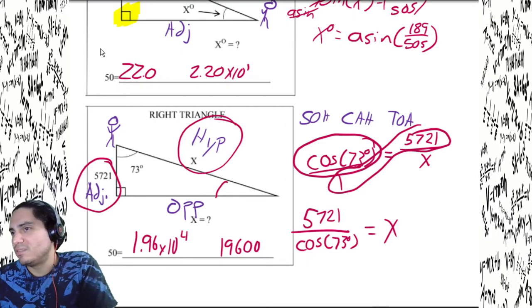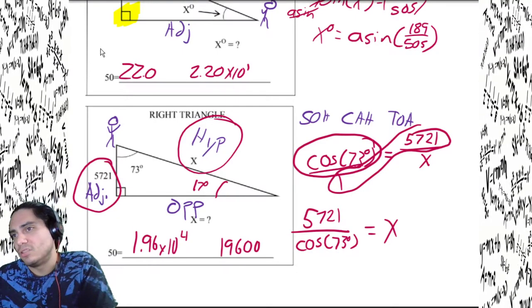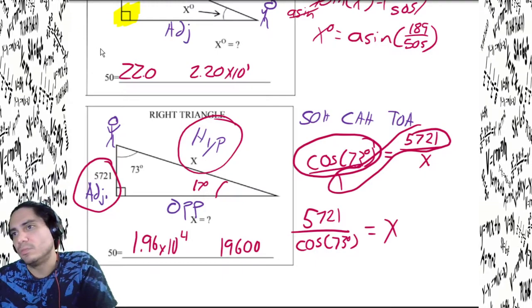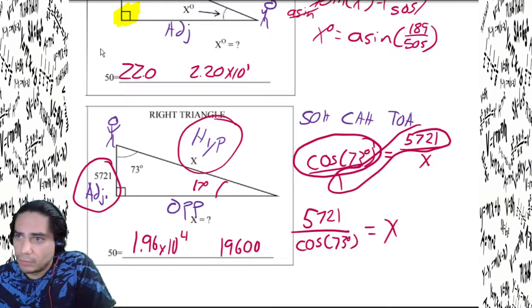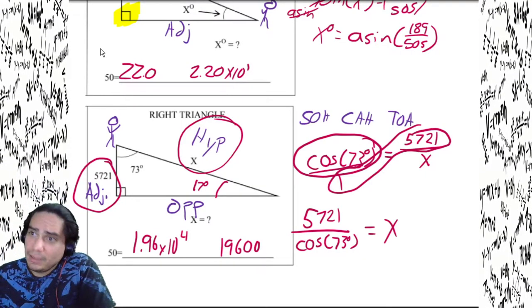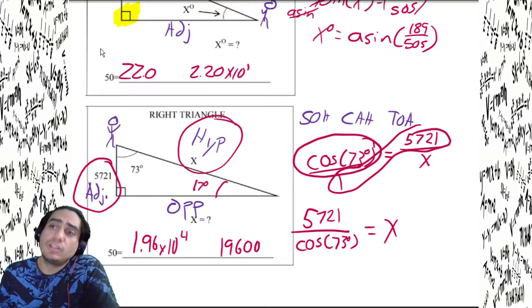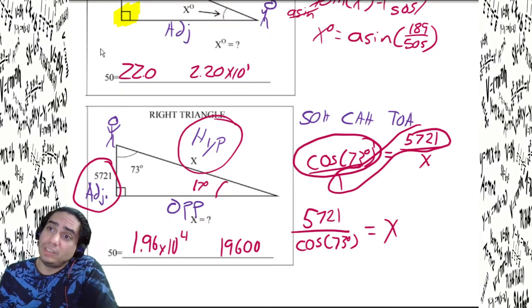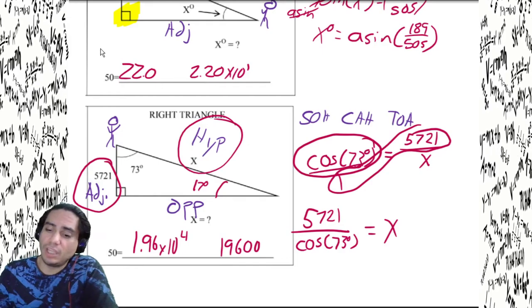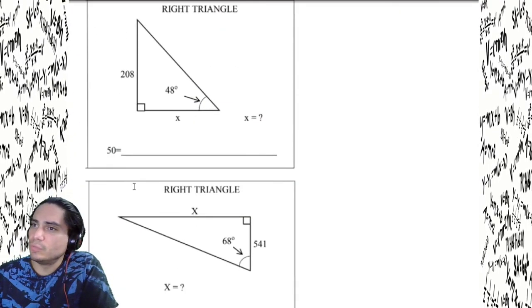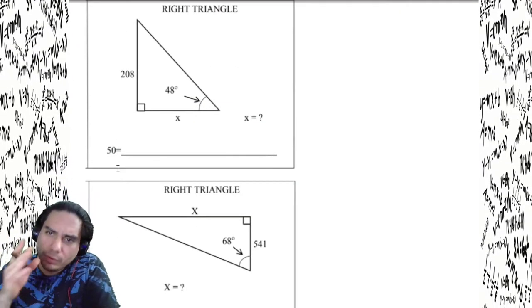hopefully you said it, 17 degrees. So the smallest side is across from the smallest angle. The larger leg is across the larger angle. And of course, 90 degrees here is always across from the hypotenuse, okay? So it's all about reasonableness. When you see that stuff is reasonable, piece of cake.